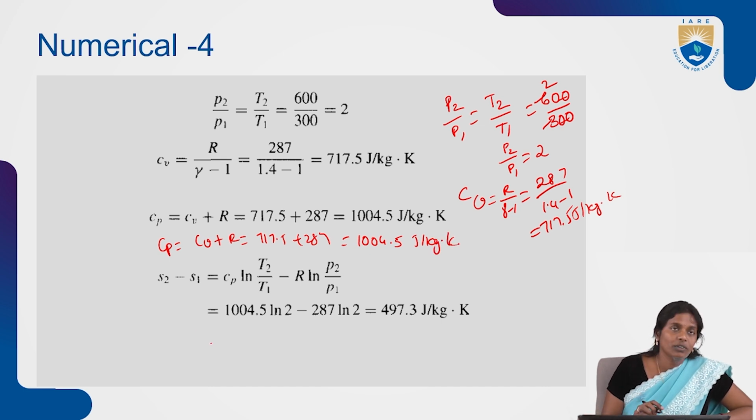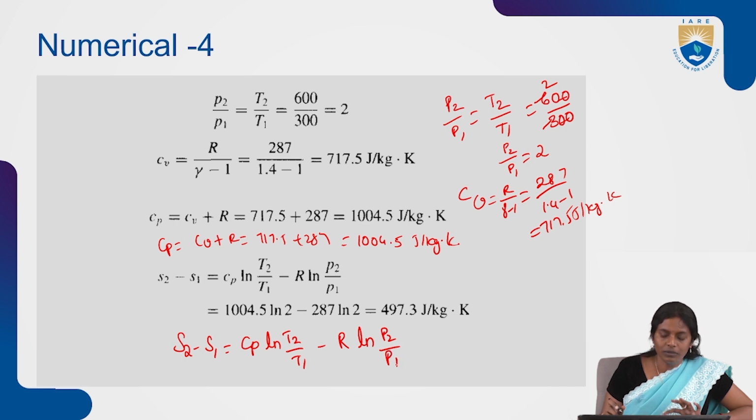So now what were they asking us to find out? Entropy change, right? So S2 minus S1 equal to Cp into ln of T2 by T1 minus R into ln of P2 by P1. This relation we already know. We know the Cp value, the T2 by T1 value, the R value, and the P2 by P1 value, right? So now Cp is 1005 into ln of 2 minus 287 into ln of 2. So that is nothing but 497.3.